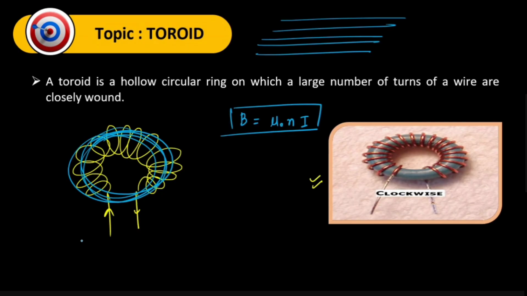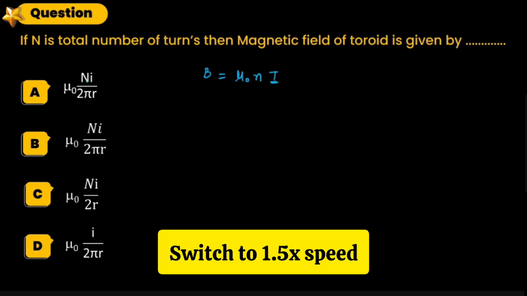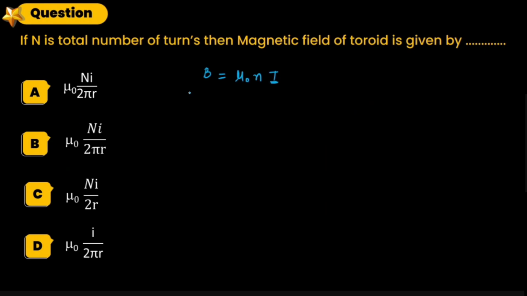The direction of current is what decides the direction of the field inside the solenoid or even the toroid. So the current's direction is responsible for each and everything. Remember that as well. This is just for information. As I told you, the magnetic field is mu naught N i, right? But in a toroid, remember that the magnetic field is circular.